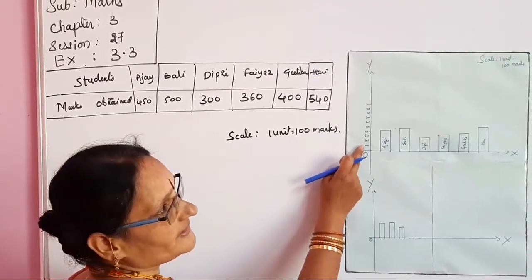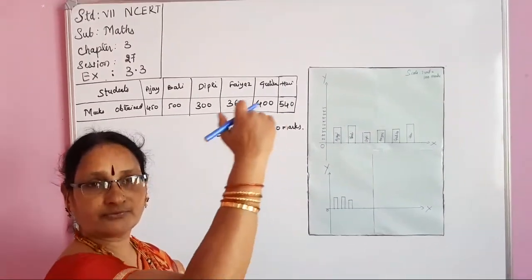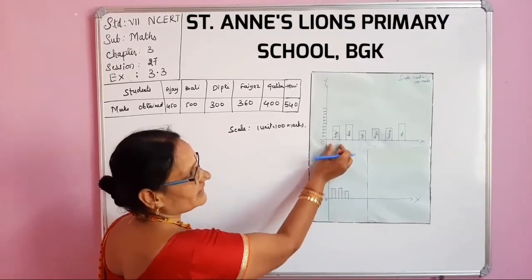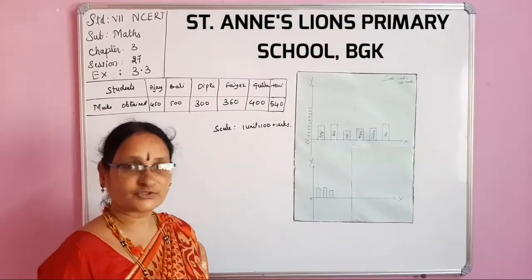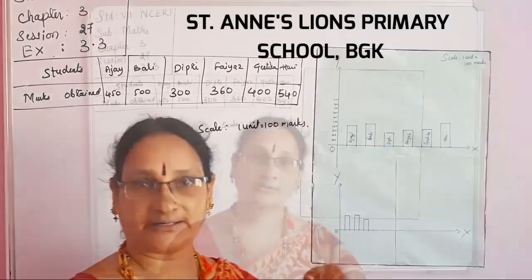Even the scale can be changed. 1 unit equal to 50 marks also you can use. 50, 100, 150, 200, like that also you can use here. That means the bars will come a little bit higher. So that is left to you. This is how to draw the bar graph.